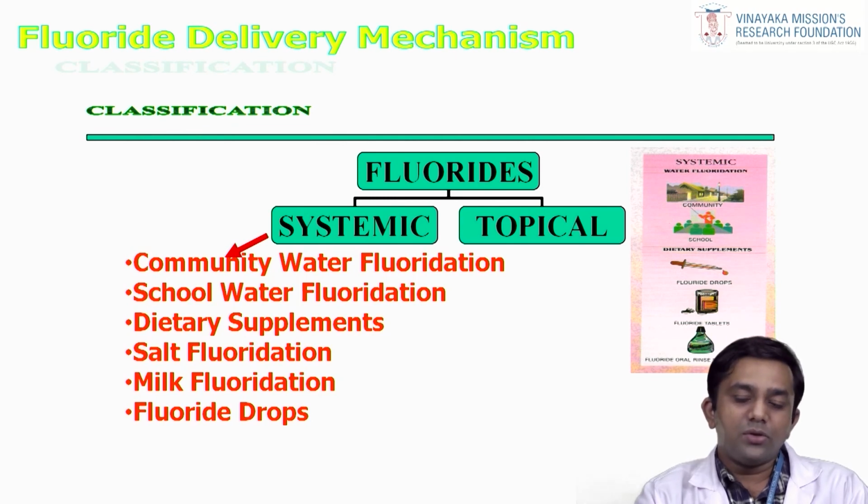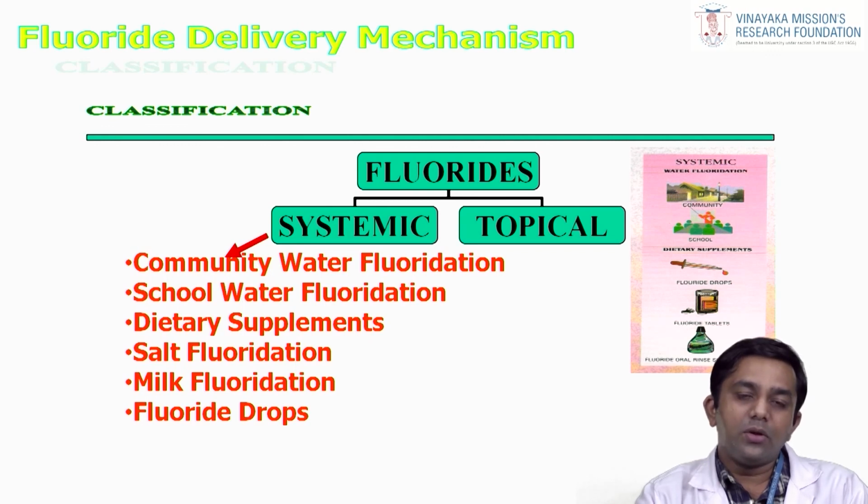Topical fluorides are applied directly in the oral cavity. How do they act? Mainly the action of topical fluorides is based on contact with the tooth surface. The fluoride, whether stannous fluoride, sodium fluoride, acidulated phosphate fluoride or fluoride varnish, gets absorbed by the tooth surfaces. So, it has a topical effect.